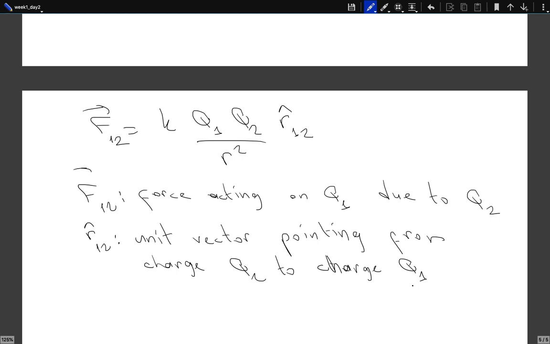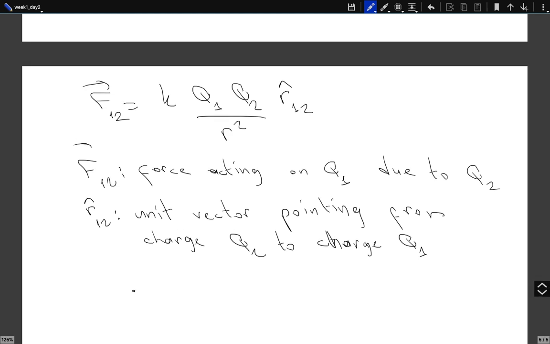So basically, if you would just sketch a couple of cases, let's say this is Q2 and this is Q1. If we have such a system, R12 is the unit vector pointing from Q2 to Q1. So R12 is this vector, on Q1. This is my unit vector.